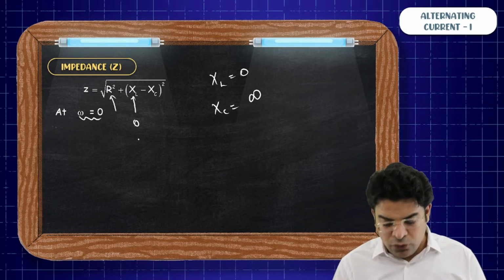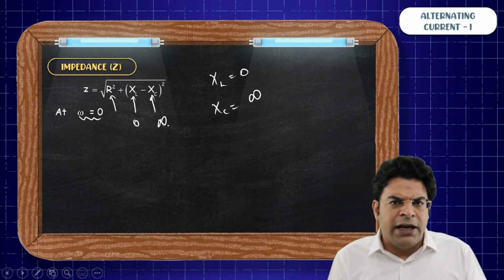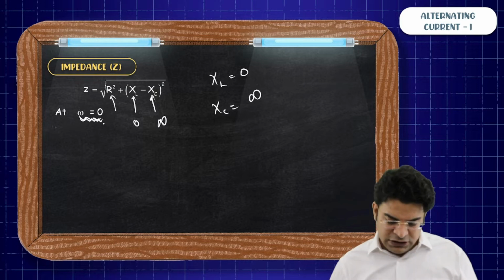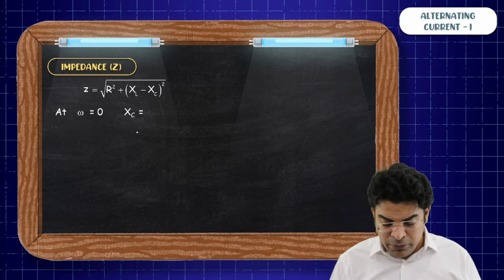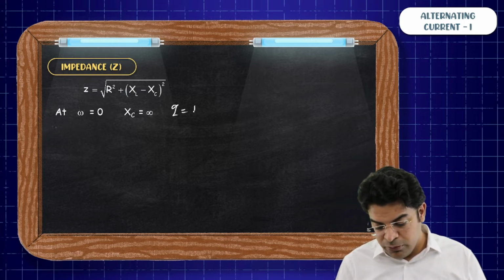XL becomes 0. XC becomes infinity. Can you tell me what will be the value of impedance for 0 angular frequency? The impedance comes out to be infinity as XC becomes infinity. Impedance comes out to be infinity.